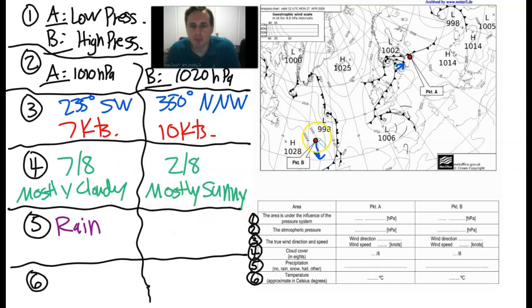Now, how about point B? Again, point B is out over the open ocean. It's dominated by the high pressure. We're going to say no precipitation.